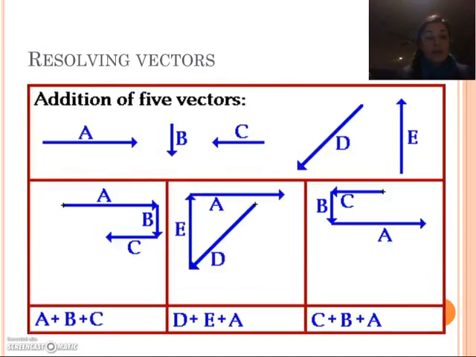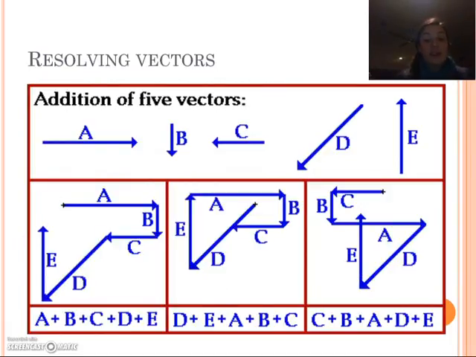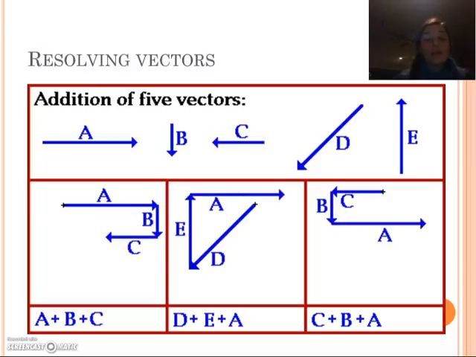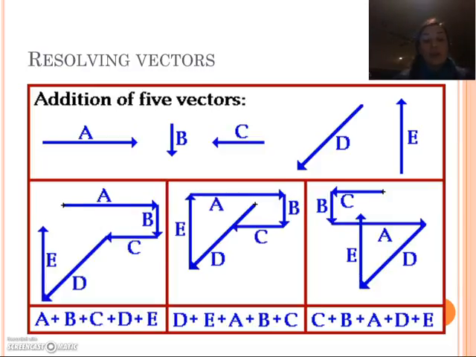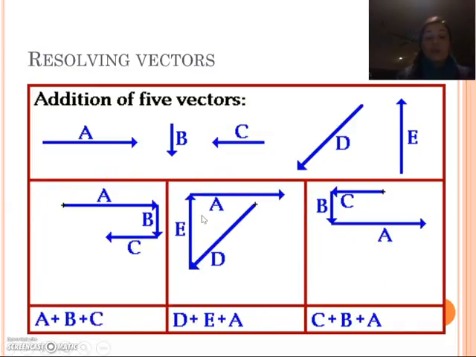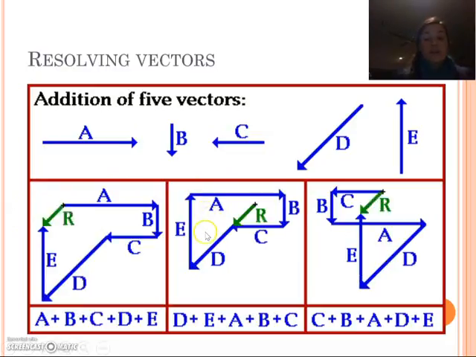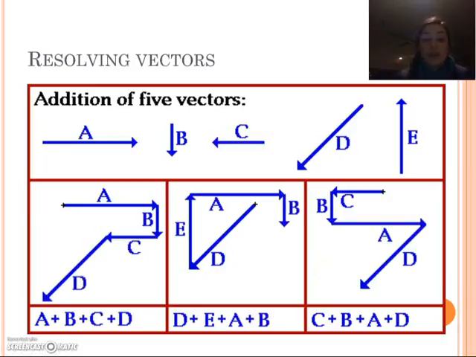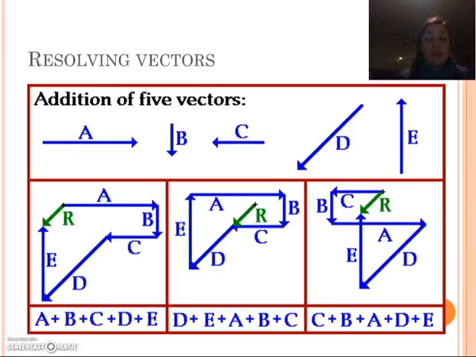Now here we have the addition of 5 vectors, and we're seeing that if we add them all together, regardless of which order we add them, we always end up with exactly the same result. So you can see here that the resultant, R, is always going in the same direction, so it has the same direction component, and it was also the same length, which, when we're representing vectors, the length is the magnitude. So even though they get added in a different order, the magnitude and the direction is always the same.